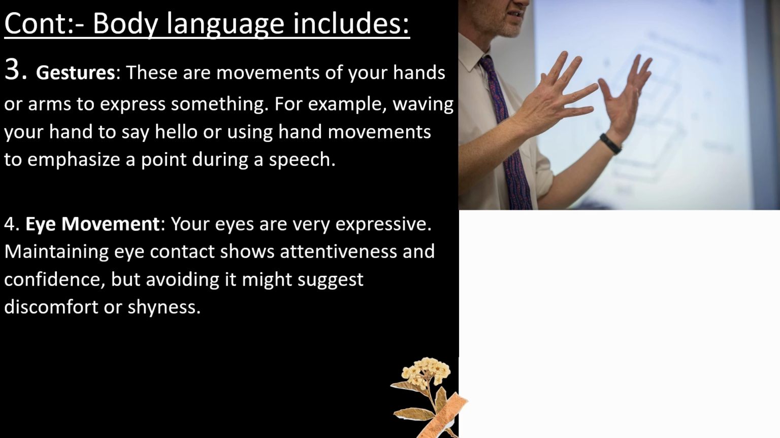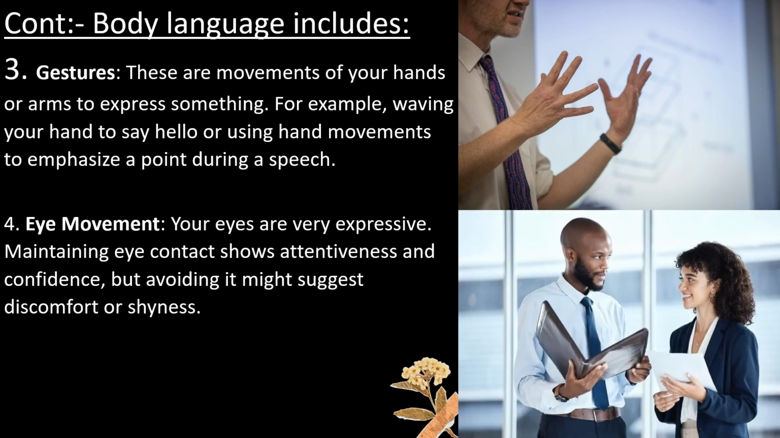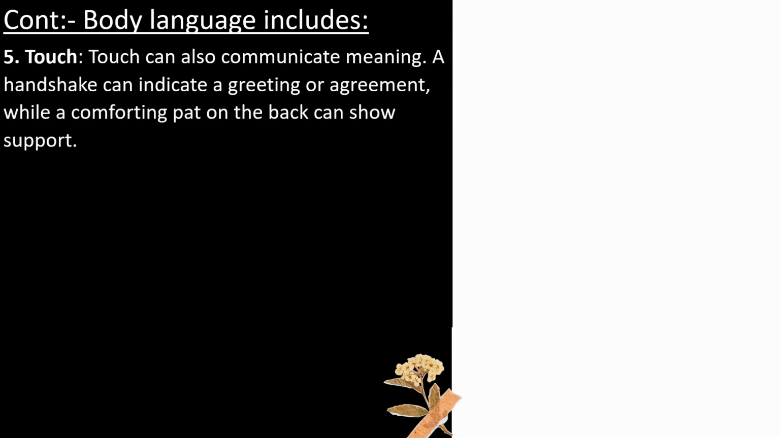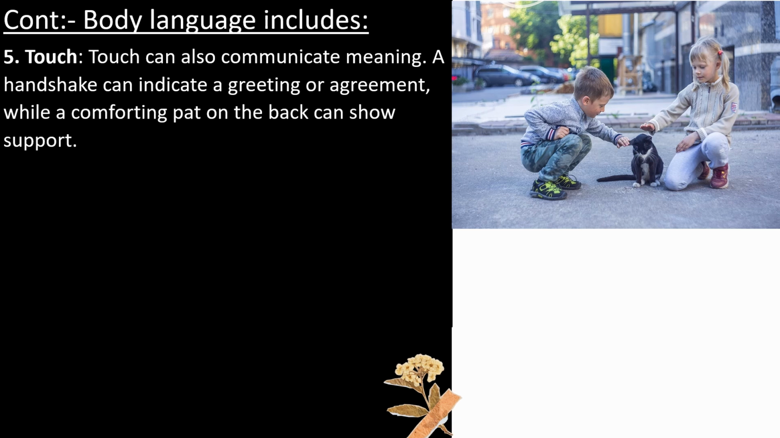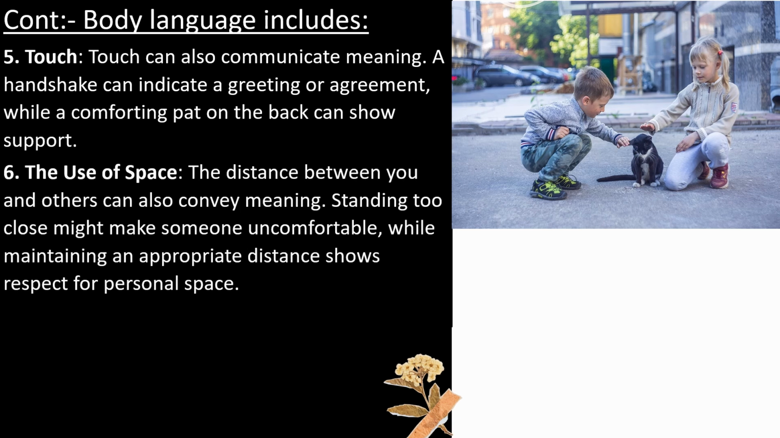Next is eye movement. Your eyes are very expressive. Maintaining eye contact shows attentiveness and confidence, but avoiding it might suggest discomfort and shyness. Next is touch. A touch can also communicate some meaning. For example, a handshake can indicate a greeting or an agreement, while a comforting pat on the back can show some love and support. Lastly is the use of space.